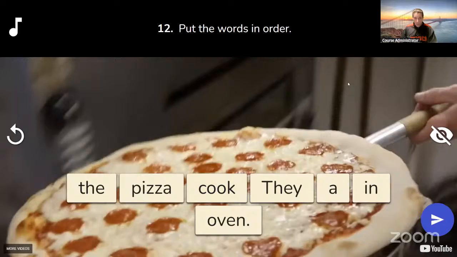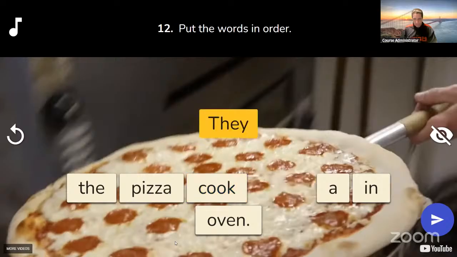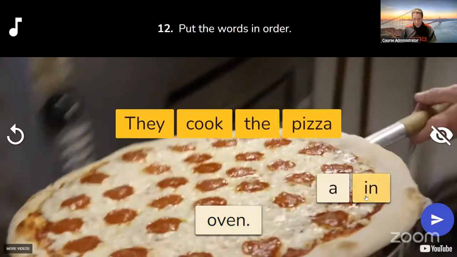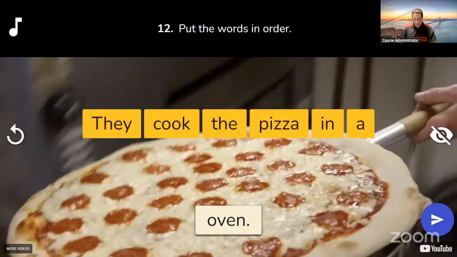So generally on pizzas, we would often have the pepperoni, okay? So you can see the pepperoni is on this pizza. And the next part here is they. We start the sentence with they. Okay, they cook the pizza in oven.